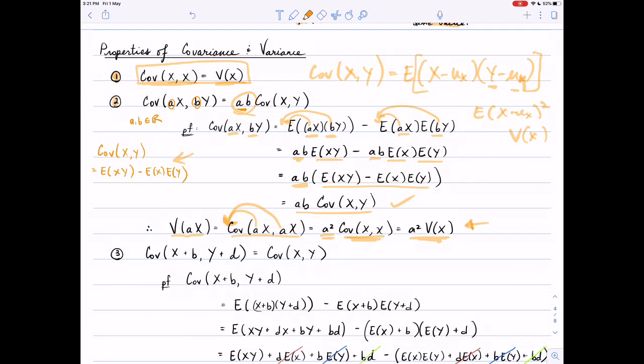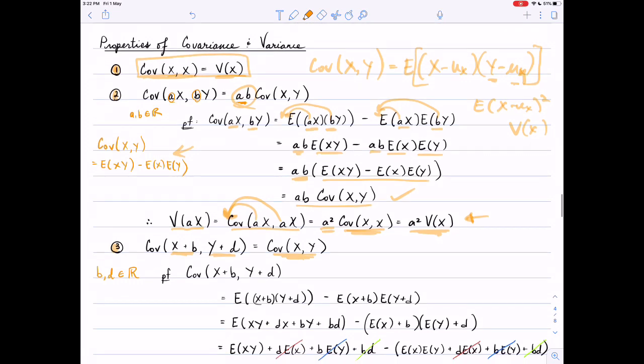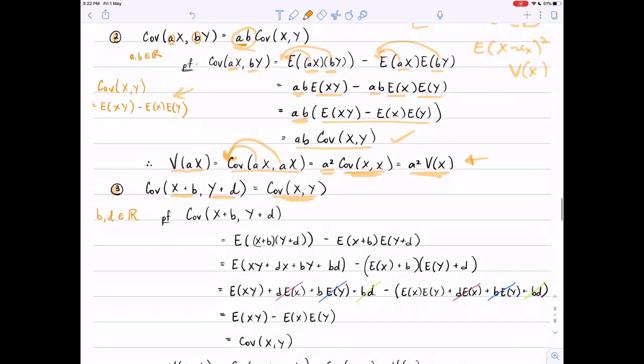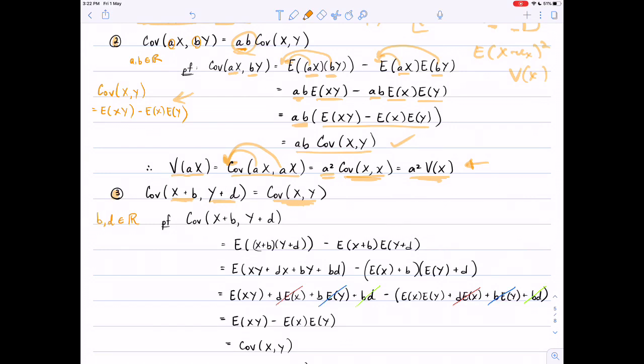Next, the covariance of a sum with constants. So here, number 3, again we are talking about b and d as constants, just real numbers. A translation of x plus b, and a translation of y plus d, affects the relationship between them not at all. The covariance is equal to the covariance of x and y. And so the proof is outlined, well, no, it's not outlined. The whole proof is sitting right here.